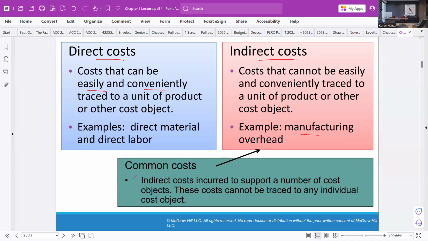And common costs are almost always going to fall in the category of indirect costs, those costs that support any number of cost objects or activities. They're typically not traceable. We can't trace them or we choose not to trace them. So they are indirect in nature.